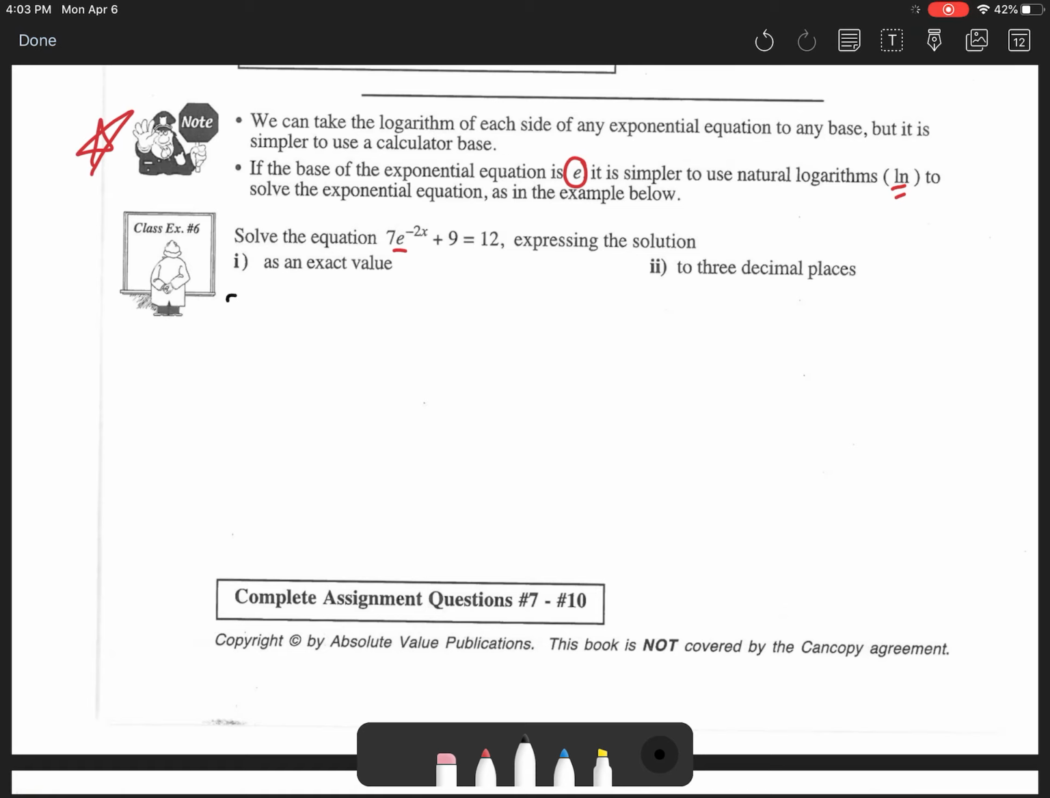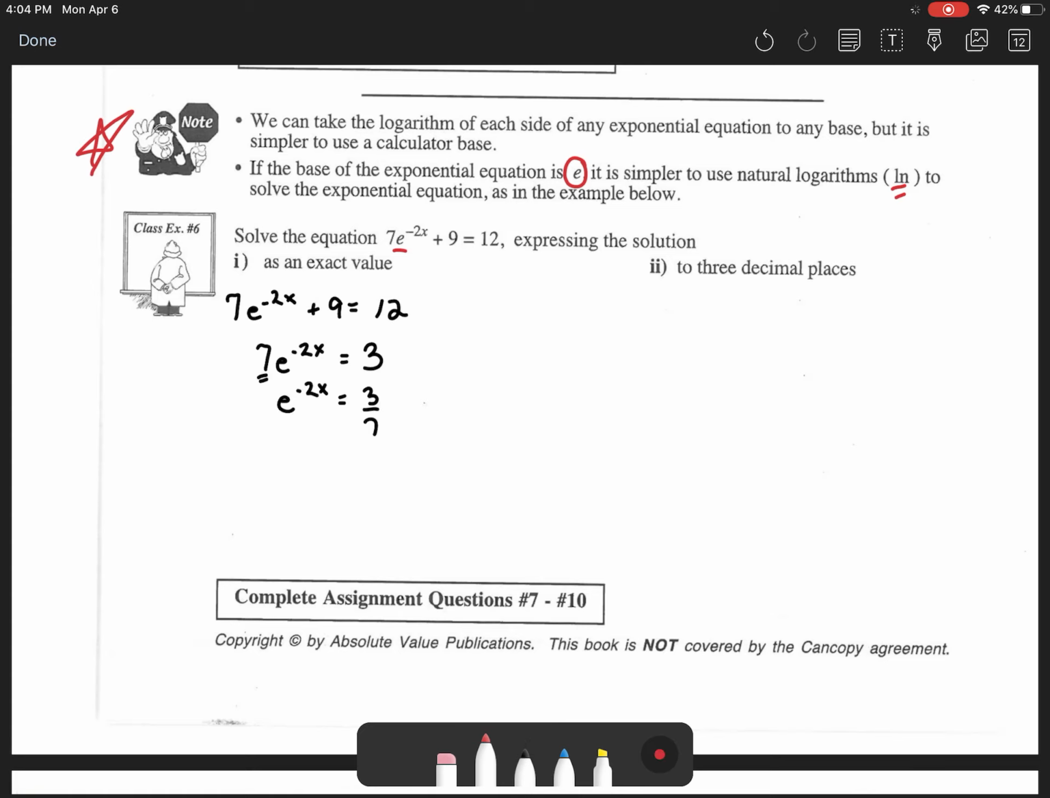So first thing we are going to do here is I will just start by writing out the question. So 7 times e to the negative 2x, plus 9 equals 12. I'm going to take the 9 to the other side of the equation first. So 12 minus 9, that's 3. And again, I want to get this 7 out of here. I only want the power and the exponent left. So this is going to be 3 over 7, like so.